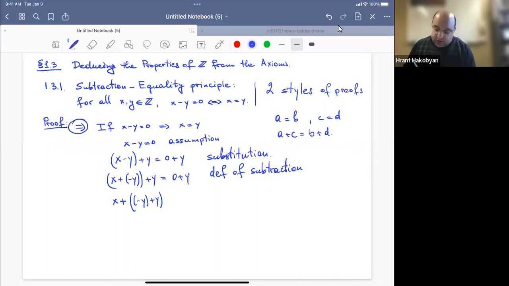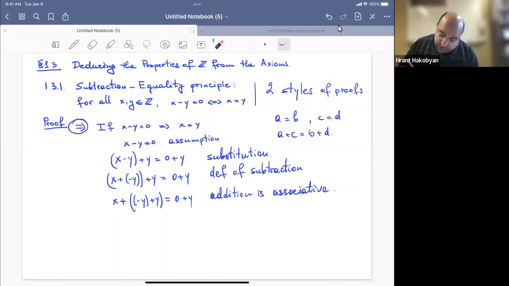Well, how can I do that? Why is that true? Well, that's true because I use the associativity. So let me just write addition is associative, right? So I use that to say that if I have three integers, then I can write a plus b plus c is equal to a plus, in parentheses, b plus c, okay?